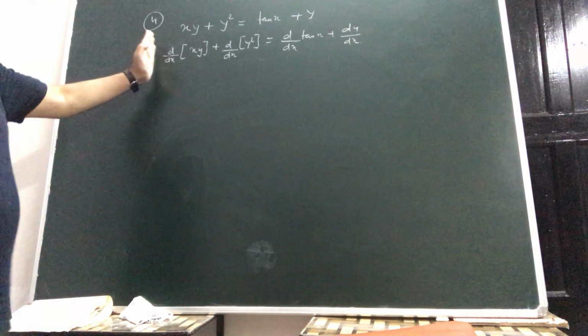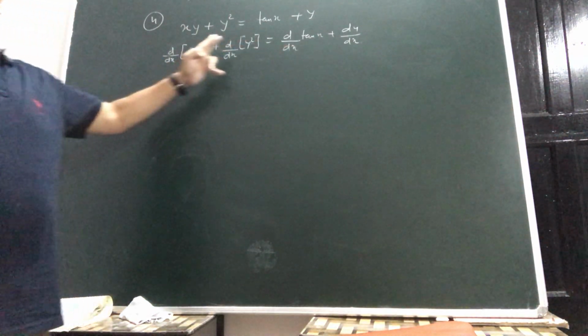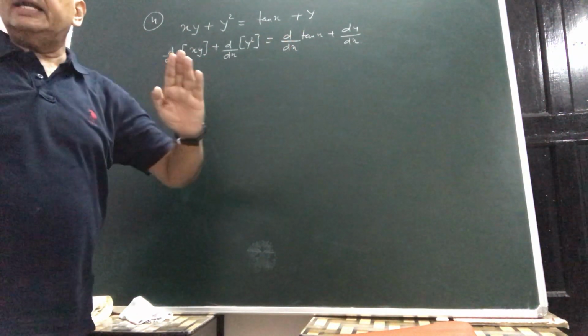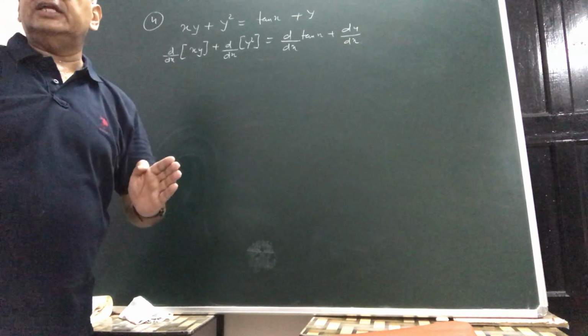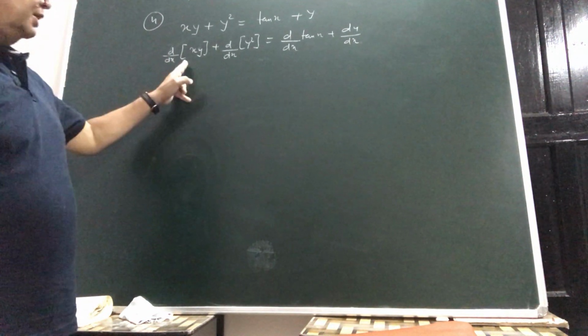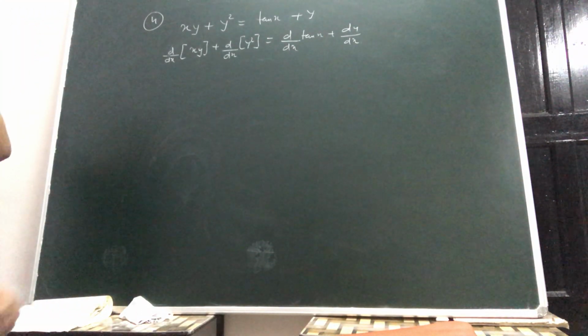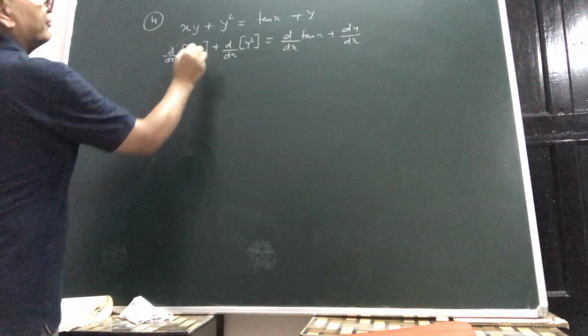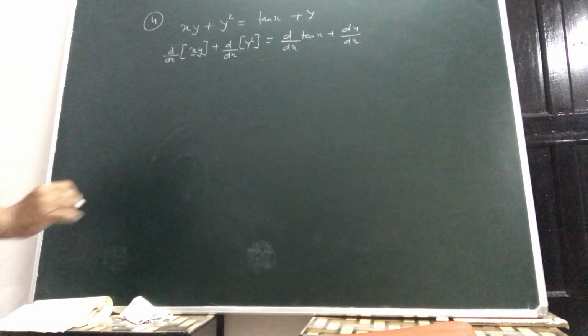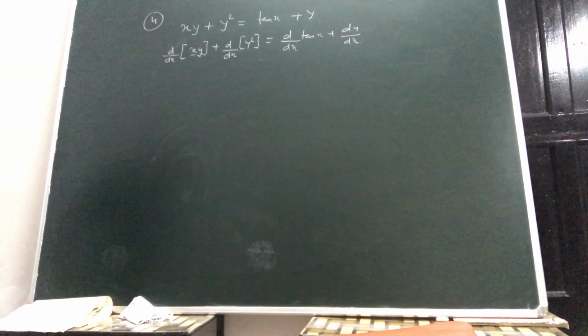You know that if there are a number of terms, then the derivative of the sum of all the terms is equal to the sum of their individual derivatives. So we are justified in writing the individual derivatives. Now it is the product rule. Here first function, second function. So you will employ the product rule here.